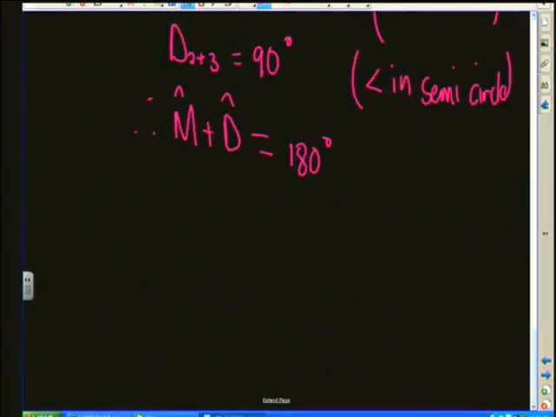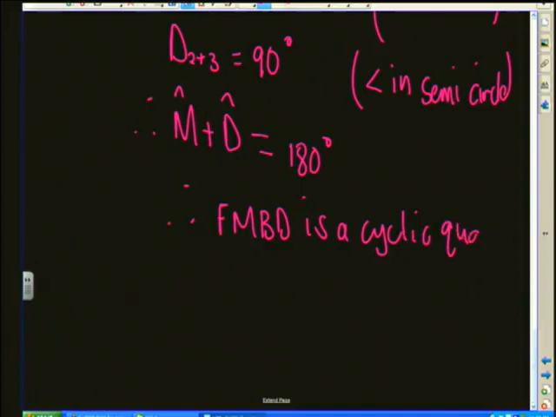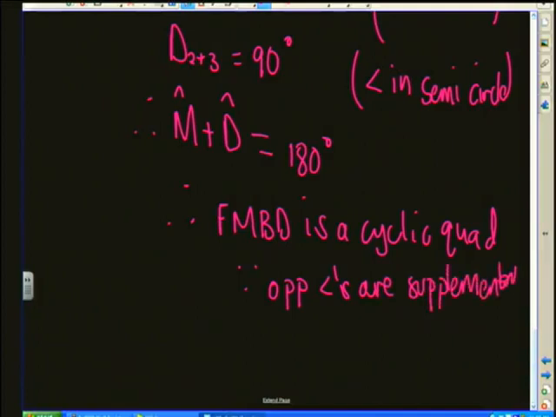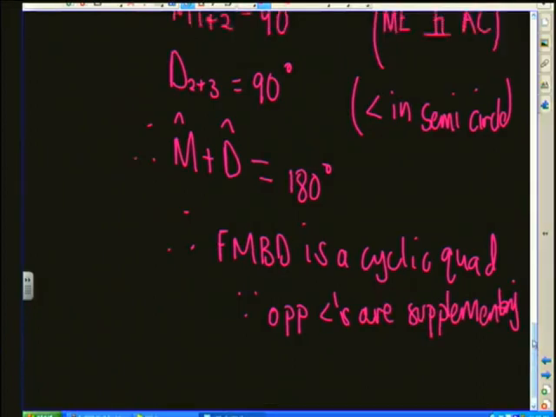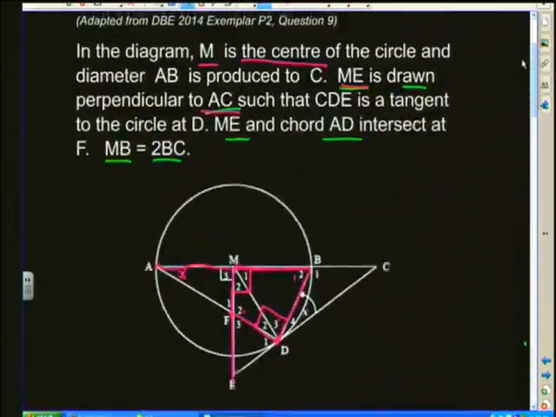And therefore we can say FMBD is a cyclic quad, and your reason for that is since the opposite angles are supplementary. You just need to prove one pair of opposite angles are supplementary in order for this to work. One pair of opposite angles supplementary, therefore FMBD is in fact a cyclic quad.